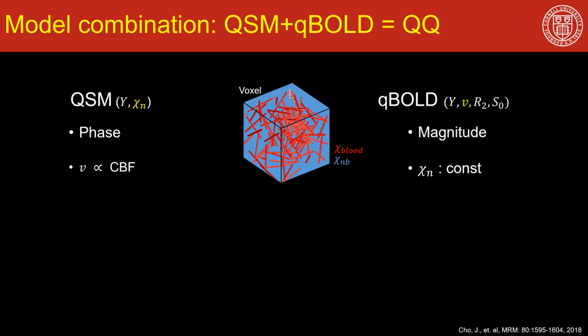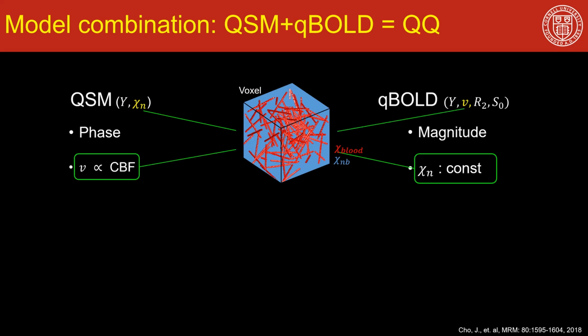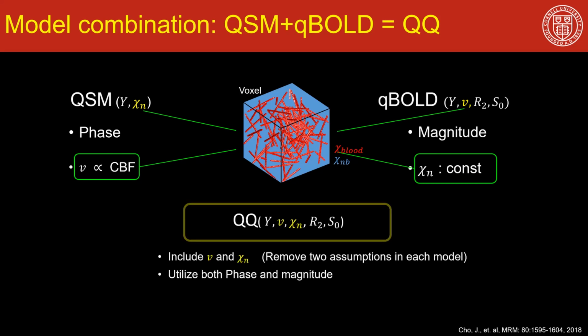And the QSM-based method solves for chi-n, and qBOLD solves for V. So by combining those two models, we can treat chi-n and V as unknowns. Then we can remove unnecessary assumptions in each model. Also, we can utilize both phase and magnitude signal from the same data set. We call this combined model QQ.